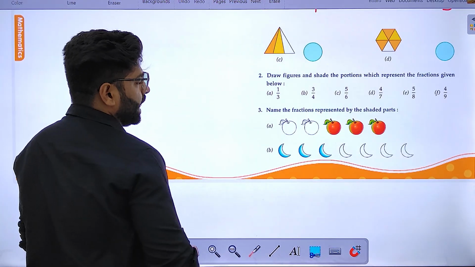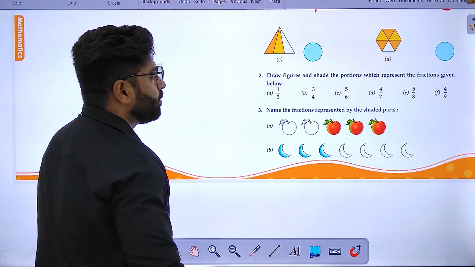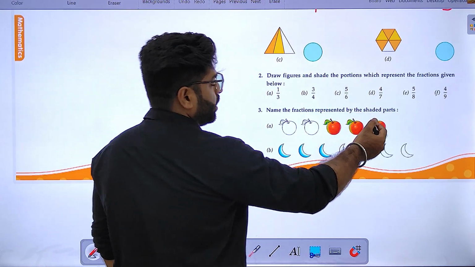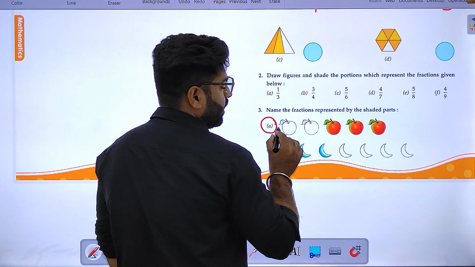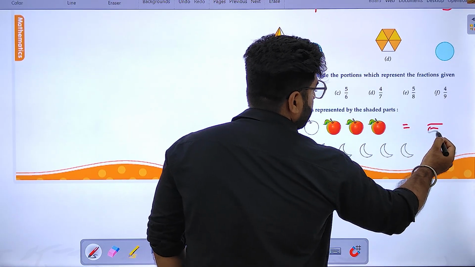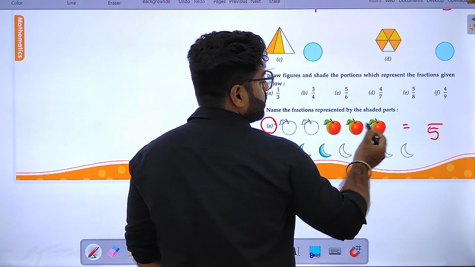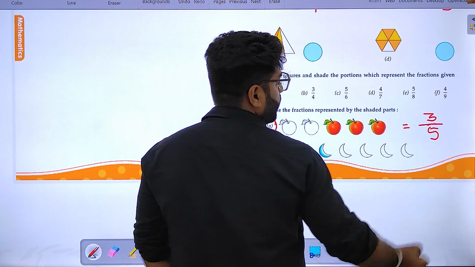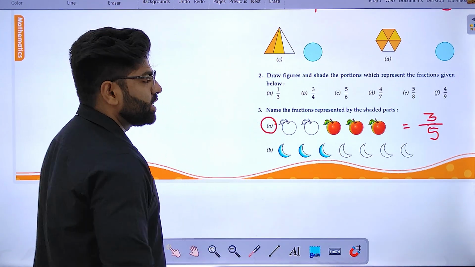Okay. Next is question number 3. Name the fraction represented by the shaded part. So let's choose a part here. Total parts we are having 5. So I'm going to write here 5. And how many apples are shaded? 3. So we are having 3 apples. So the fraction is 3/5.